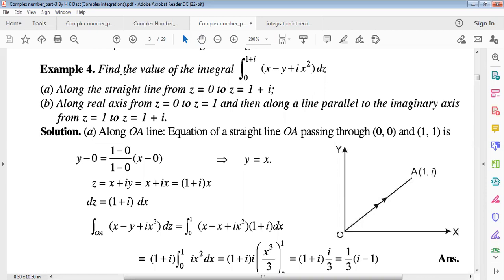And now another example, example 4: find the value of the integral, with lower limit 0 and upper limit 1 plus i, of the function of complex variable (x minus y plus i x square) dz. There are two conditions for finding this: along the straight line from z equals 0 to z equals this, and along the real axis and then along a line parallel to the imaginary axis from this to this. Now along OA, the equation of the straight line passing through (0, 0) and (1, 1).